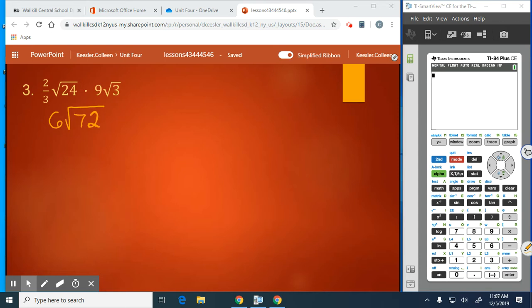Now, 72 is not a perfect square, and it does have a perfect square factor. So we're going to simplify that. So this is 6 square root 36 times 2. Hopefully you know that 2 times 36 is 72. Then the square root of 36 is 6. So this is 6 times 6 square root 2, leaving me with 36 square root 2. Now, I have a square root left over, so this is irrational.